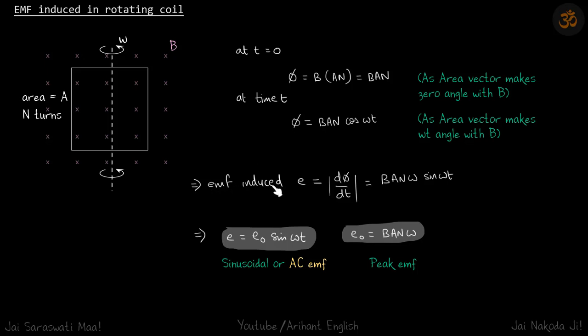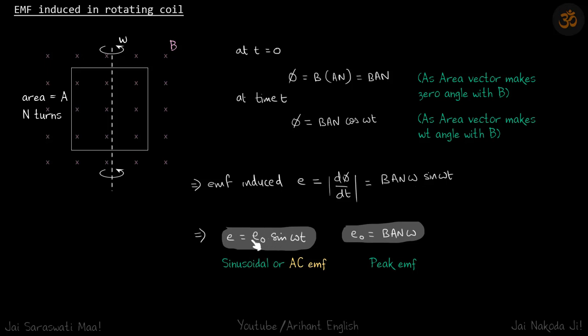Now the EMF induced from Faraday's law is minus d phi by dt, which becomes BAN omega sin omega t. Just differentiate this. So I can write this as E equals E naught sin omega t. This term, which is a constant, I can write as E naught. So E naught is BAN omega.